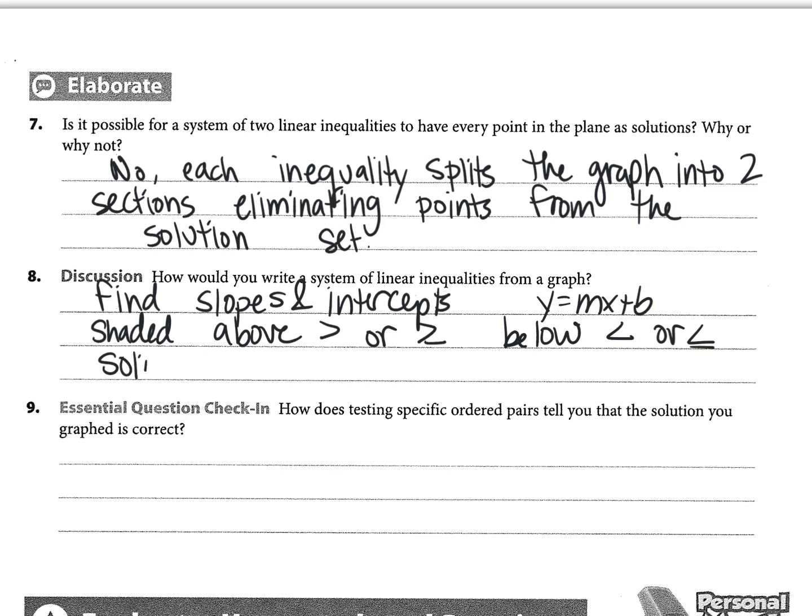And if it's solid, we would use these two. Or if it was dashed, we would use one of these two. Basically just working backwards. How does testing a specific ordered pair tell you that the solution you graphed is correct? It helps us verify that the points are, in fact, in the overlapping shaded section.